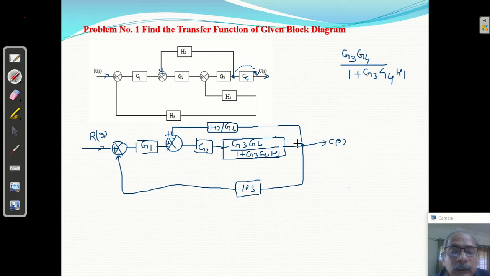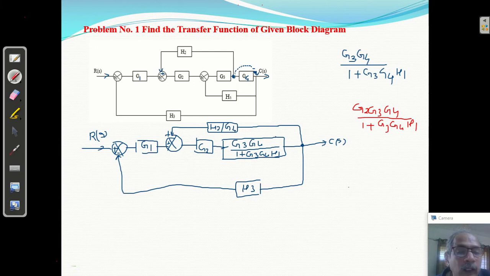This is G2, G3, G4, G2, G3, G4 upon 1 plus G3, G4, H1. This is what G of S. Okay, these two are in cascade, so we are converting this into one loop. Now this is G of S and this is H of S, so it is forming a closed loop.